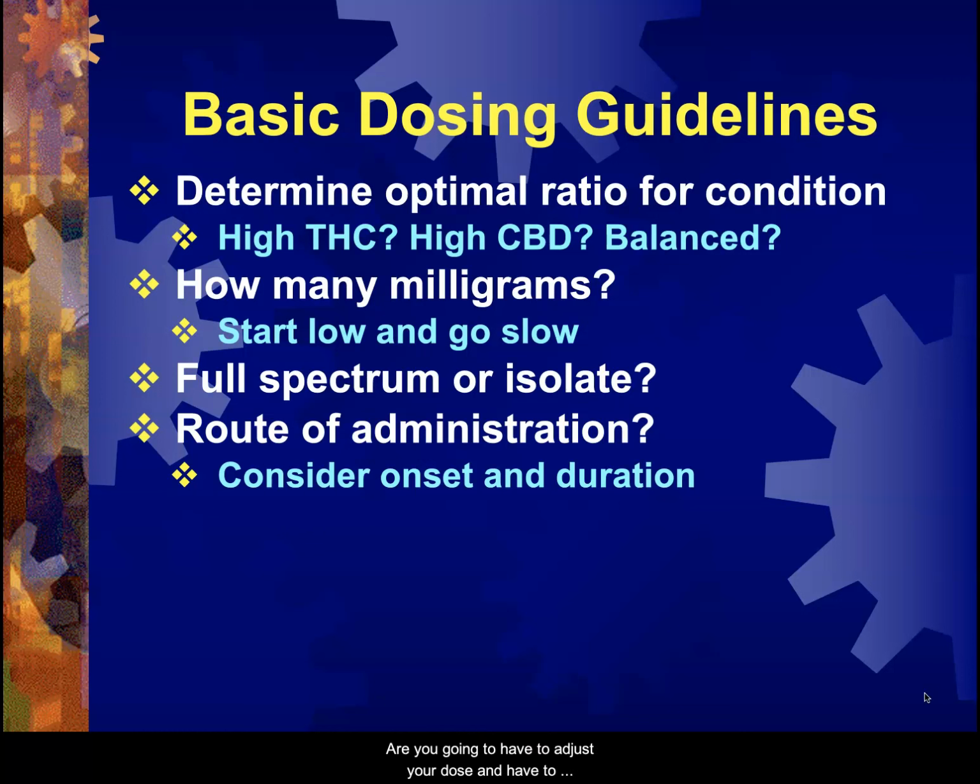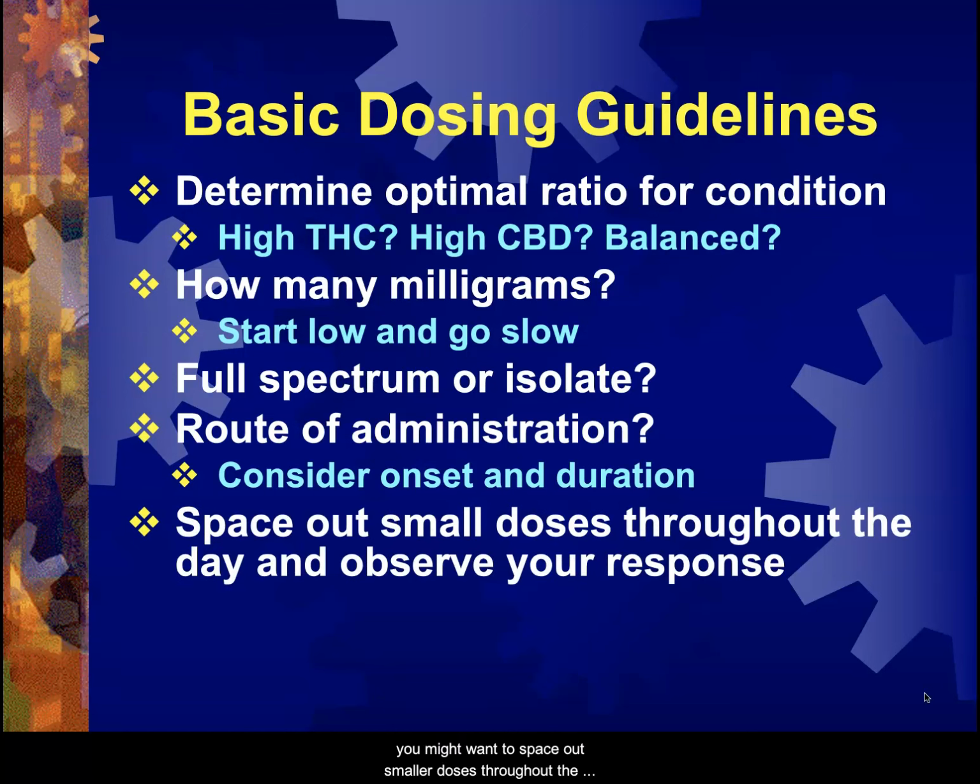So you're going to have to adjust your dose, and you're going to have to consider why you're taking it. You need it for breakthrough pain? Use a vape, or a vape flower, or vape the oil, or smoke. If you want overnight relief, then an edible or something with slower onset might be better. Also for dosing, you might want to space out smaller doses throughout the day, and again, observe your response. So much of this is see how you feel. Start low, go slow, observe, pay attention, and pay attention to your body, not what somebody else is telling you.